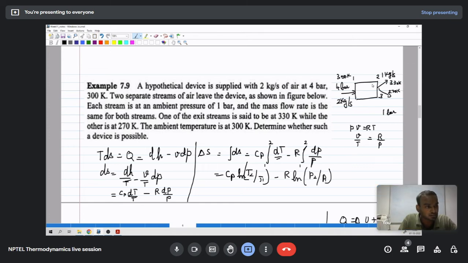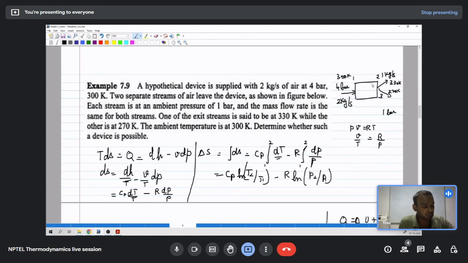Okay, when the entropy is positive, then we conclude what? If the entropy change of the entire system is positive, then we say that such a system is possible. It's possible to construct such a system. If it is negative, we can say that such a system is not possible at all.